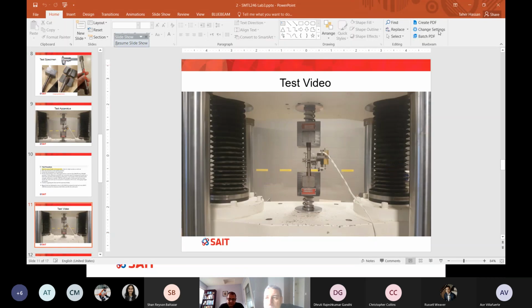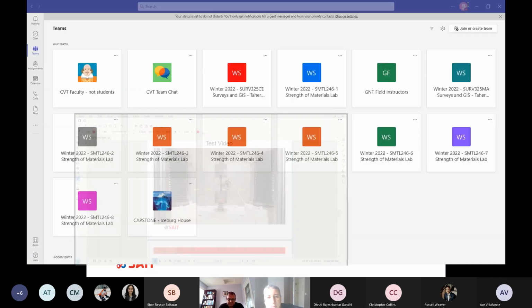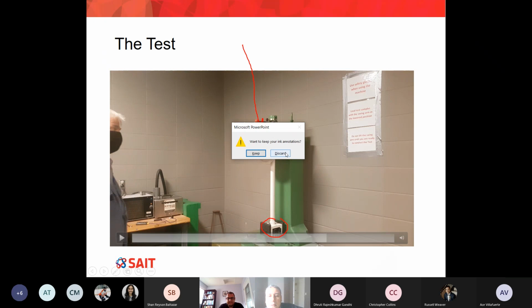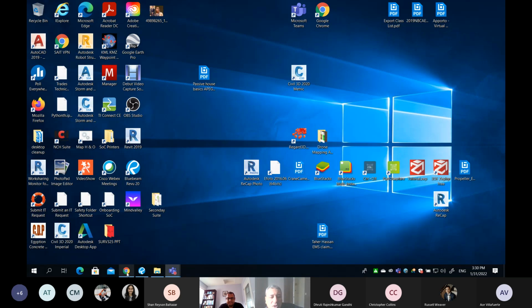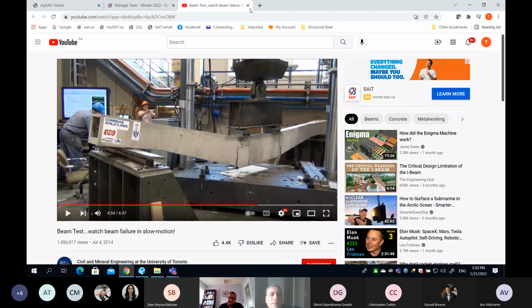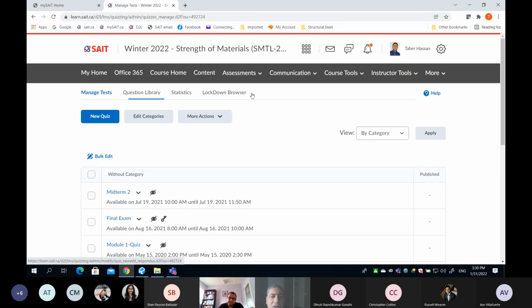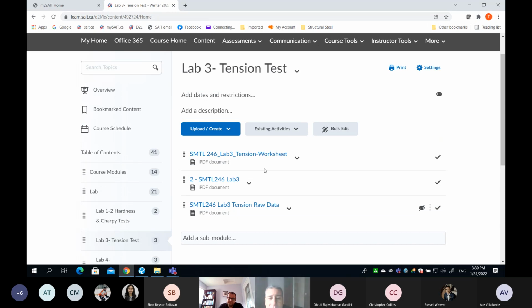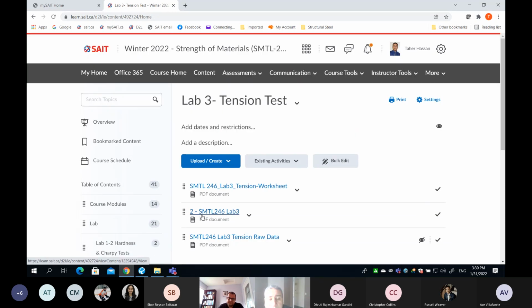So I'm going to show you on my D2L. If you go to the D2L, under the content, you can see there are a couple of files. One is called SMTL246 Lab 3, and that's the presentation I just went through. However, also what you see is Strength of Materials Lab number 3 tension worksheet.